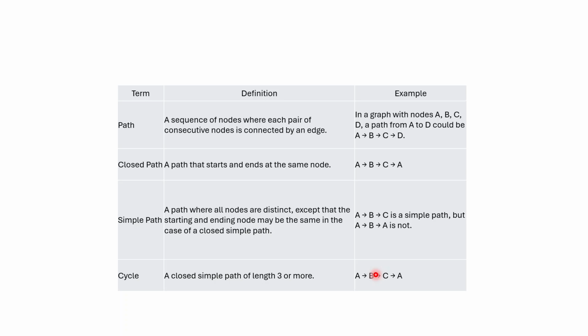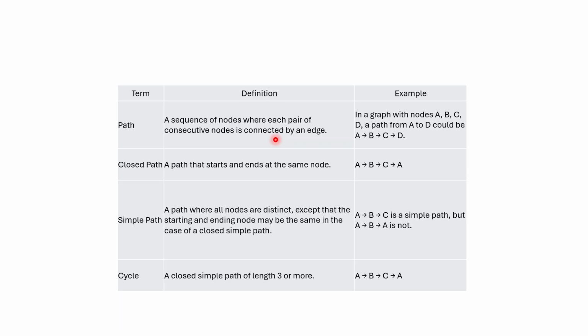So these are the different terms which we use in the graph: path, closed path, simple path, cycle. A path is nothing but, suppose in a graph with nodes A, B, C and D, there is a path from A to D: A, B, C, D. That is called a path. A sequence of nodes where each pair of consecutive nodes is connected by an edge. That is a path.